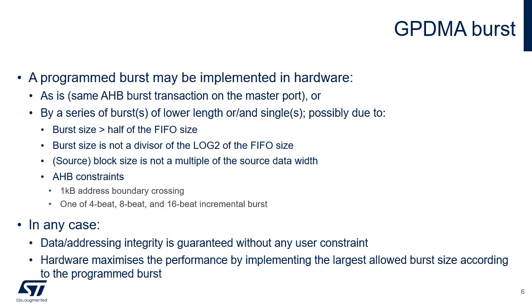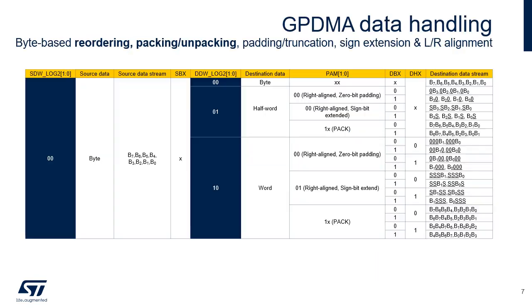If the source or destination burst length exceeds 16 on an AHB transfer, the GPDMA modifies and shortens the programmed burst into single data transactions or bursts of lower length to be compliant with the AHB protocol. In any case, the GPDMA keeps ensuring source and destination data and address integrity without any user constraint.